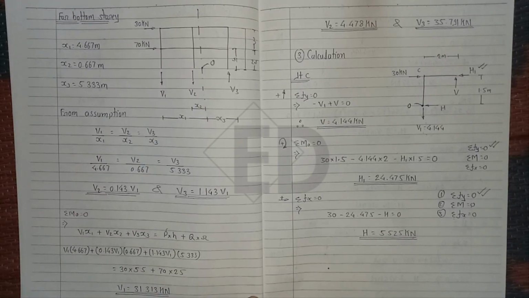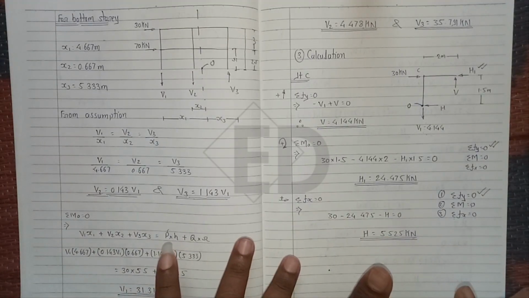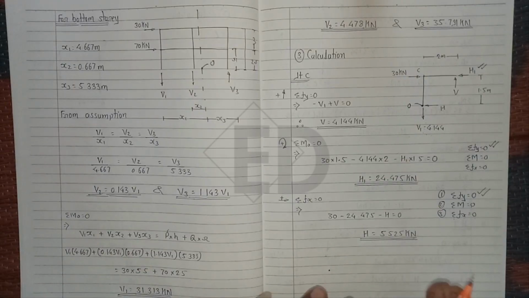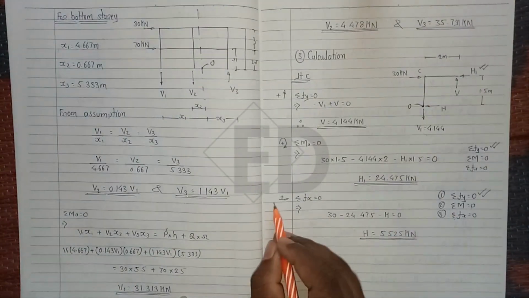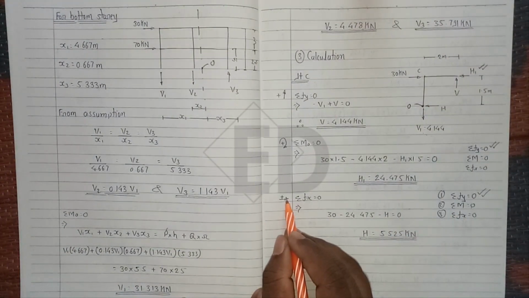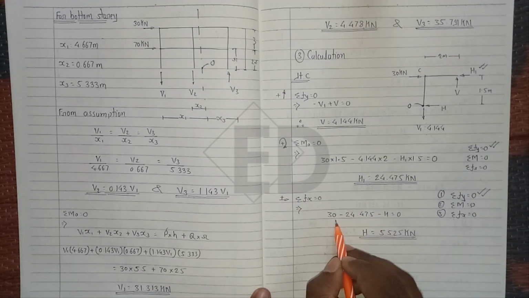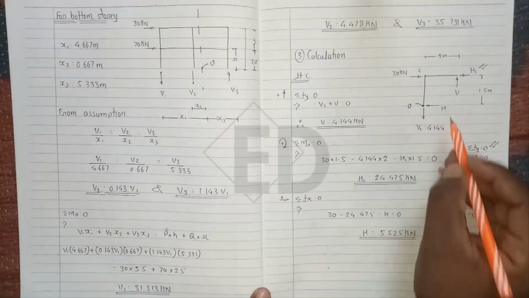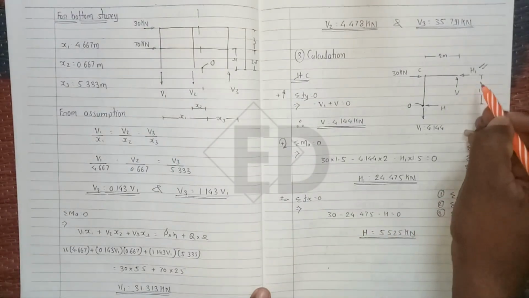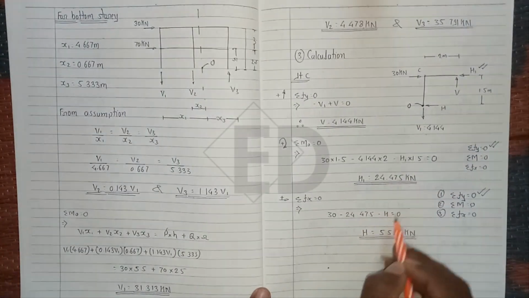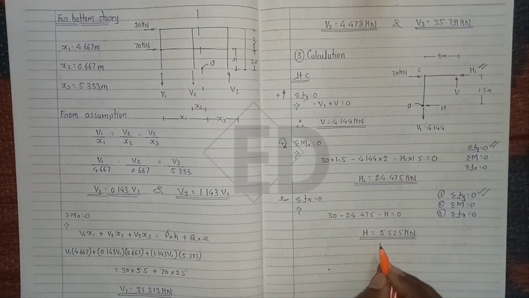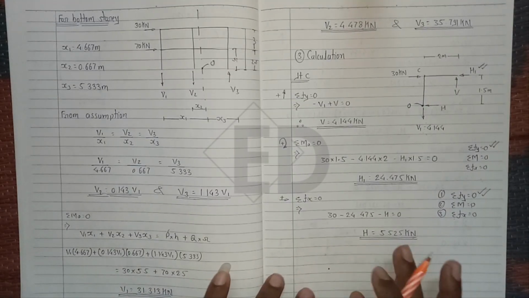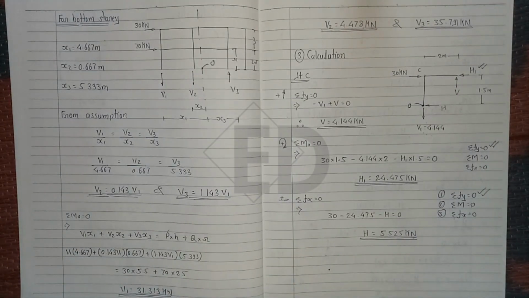Now the third operation, summation of all horizontal forces equals to 0. Taking forces in this direction as positive, 30 minus 24.475, which is h1 that we calculated here, minus h equals to 0. So we directly get the value of h equals to 5.525 kilonewton.